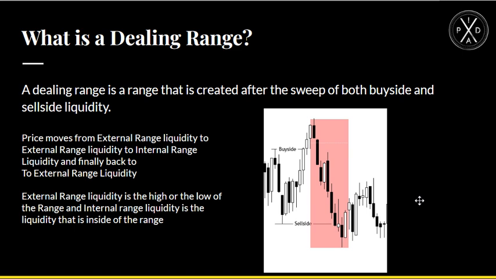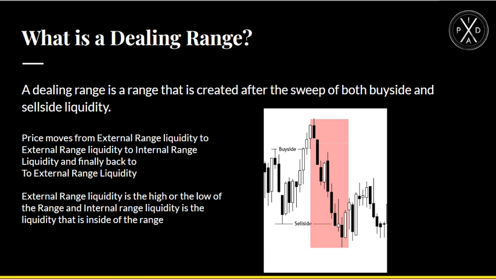There is a bit more of an advancement to dealing ranges, but since we're all just starting off and learning the basics of price action, this explanation will do for now, and then I'll help you guys understand the more advanced concepts about dealing ranges later on. I already covered this, but external range liquidity is above the swing highs or below the lows of the range, and internal range liquidity is inside of the range. So that's what a dealing range is.